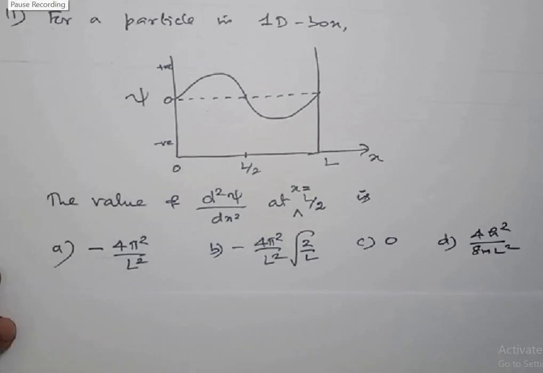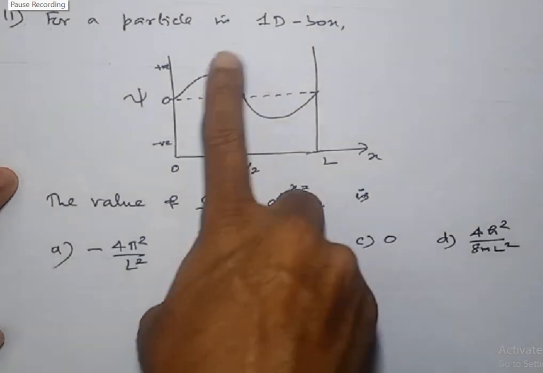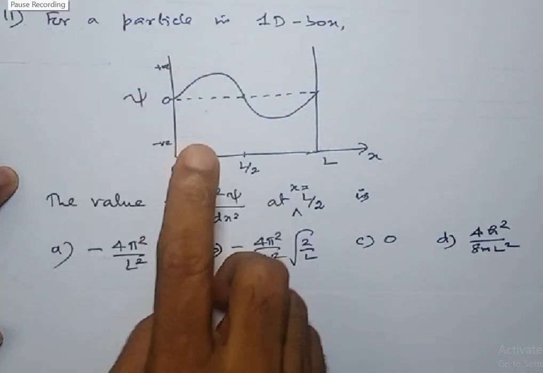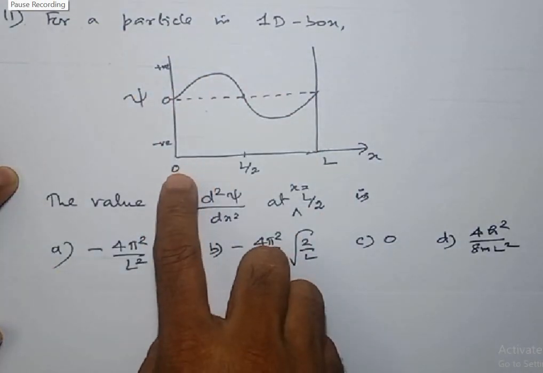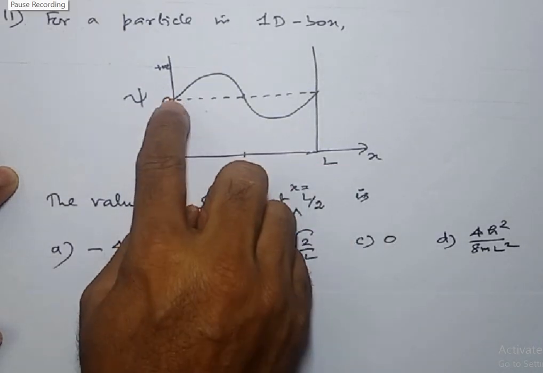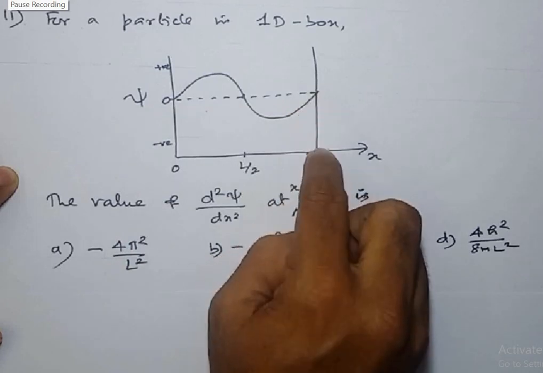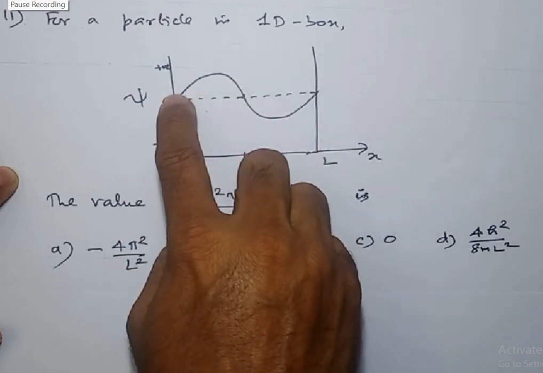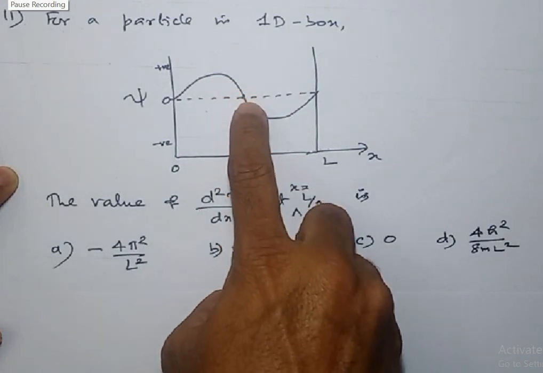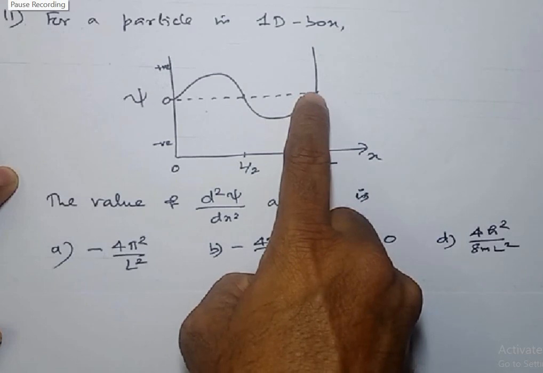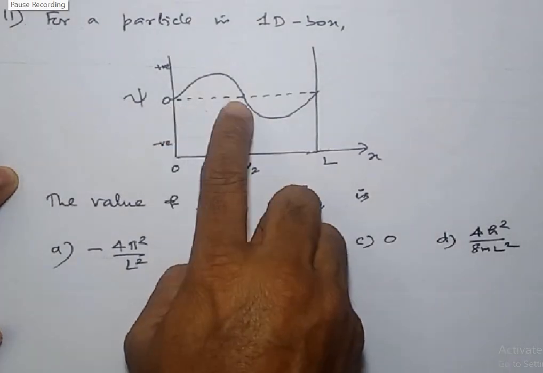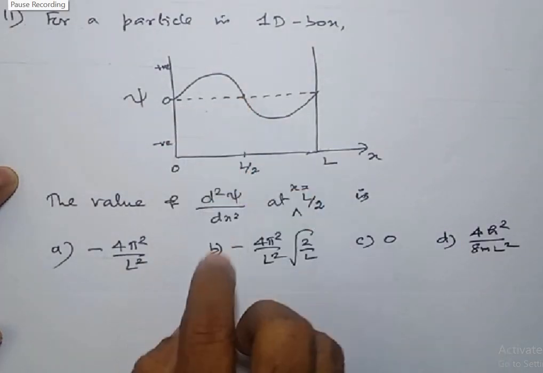See this question, question number 11. For a particle in a 1D box, at some state, the wave function is given, right? And this is the limit, x equal to 0 to x equal to L. Wave function becomes 0 at x equal to 0. Wave function becomes 0 at x equal to L. And the wave function increases in the beginning and becomes 0 at L by 2. Then it becomes negative and reaches 0 at x equal to L. Okay, now see we have one node here. There is one node, right?